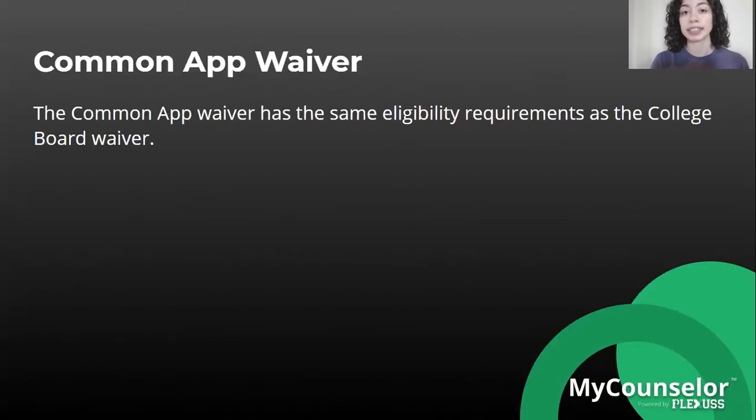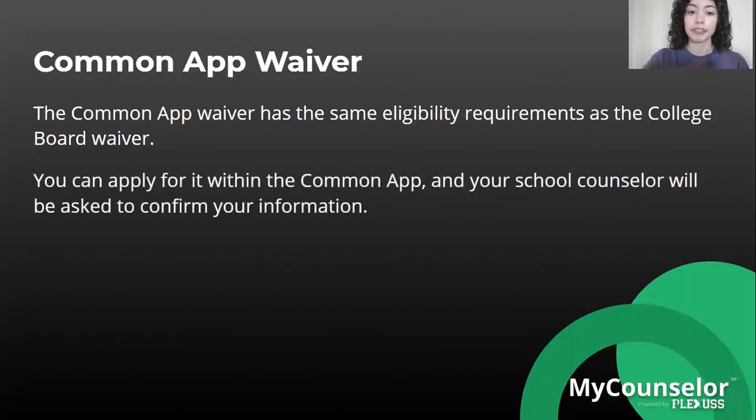Of course, you can go back to the slide where it has all of the requirements that the College Board requires for a fee waiver. You can apply for it within the Common App, and your school counselor will be asked to confirm your information. So of course, you have to check with your high school academic counselor so they can verify your information and make sure it is correct.